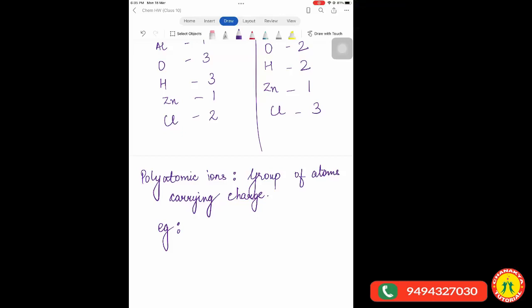Sulfuric acid? No, not the sulfuric acid. Oxide? No, not the oxide. So it was hydroxide, it was sulfate ion, it was carbonate ion, it was ammonium ion. We have studied this in class 9th. So hydroxide, sulfate, carbonate, ammonium. I think that's fine for now, and then we can move further.